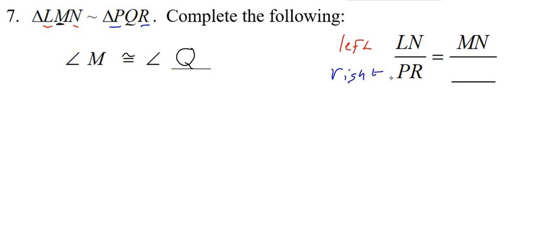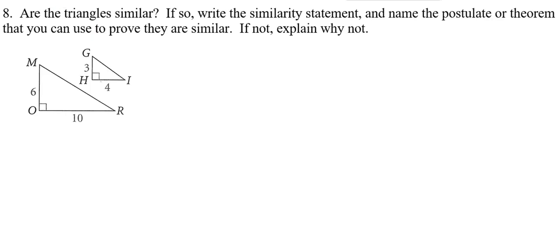Okay, so as I'm looking at MN, it's these locations on the left. So on my right triangle, that corresponds to QR. Okay, so just utilizing our similarity statement and extrapolating some information from that. Next on 8, we're looking at, can we prove these triangles similar?